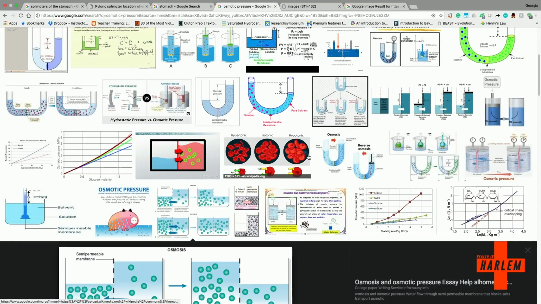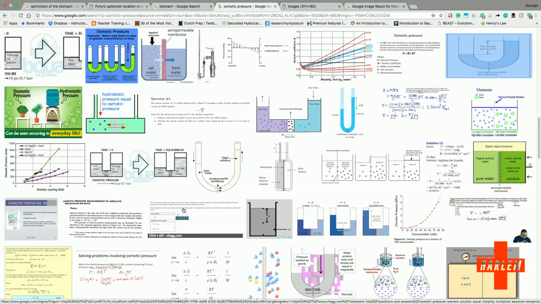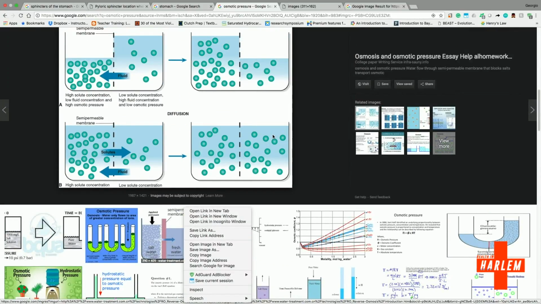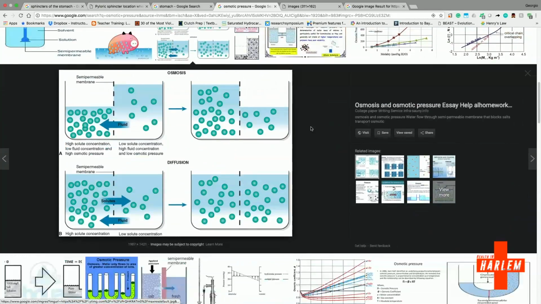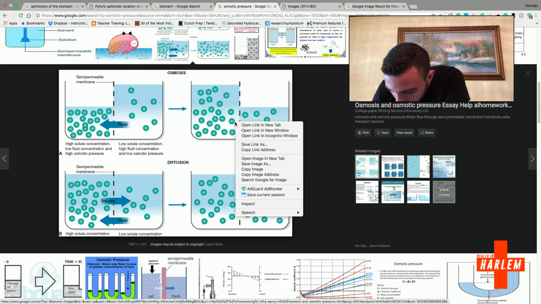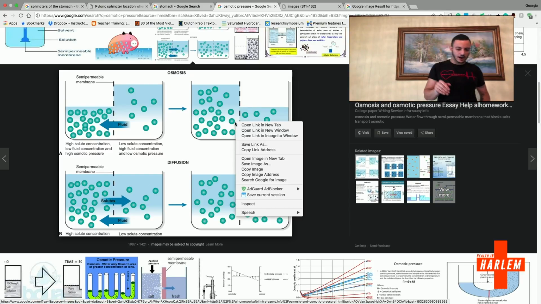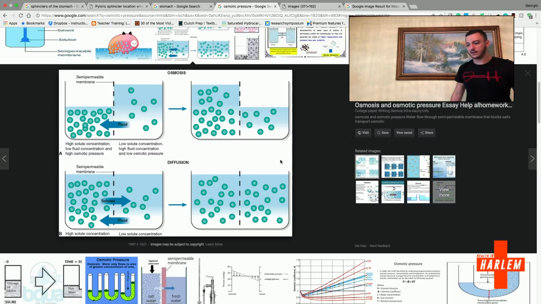Okay, so let's take a look at osmotic pressure. Okay. Just give me 1 second. Make this a little bit better. Okay. So to explain oncotic pressure, we have to explain osmotic pressure.